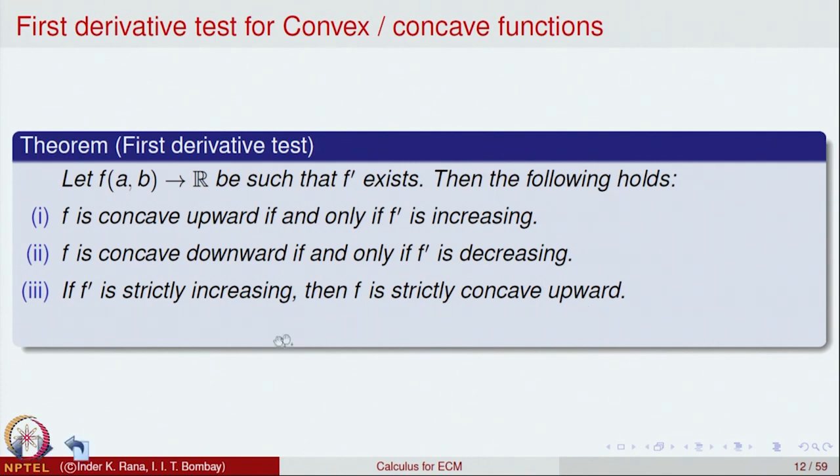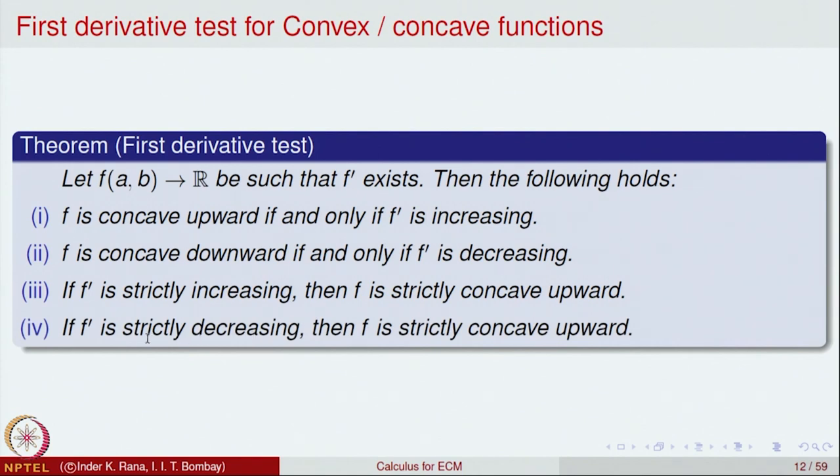And similarly, if f dash, the derivative, is strictly decreasing, then it is concave downward. So if f dash is strictly decreasing, then f is strictly concave downward. So that is the conclusion. We will not be proving these theorems, their proofs are slightly technical. So we will assume these results and go ahead and apply them in our examples.